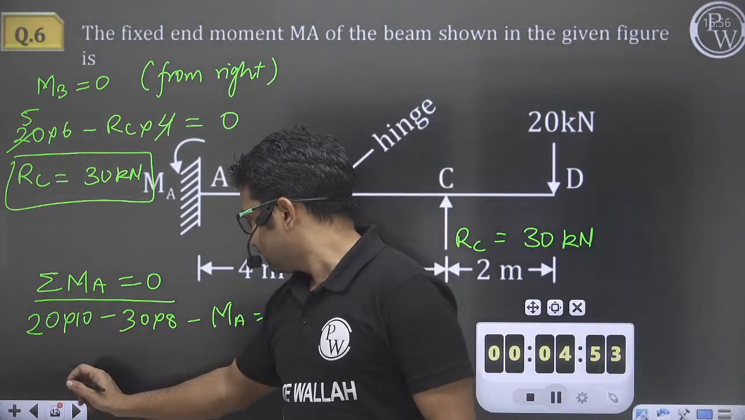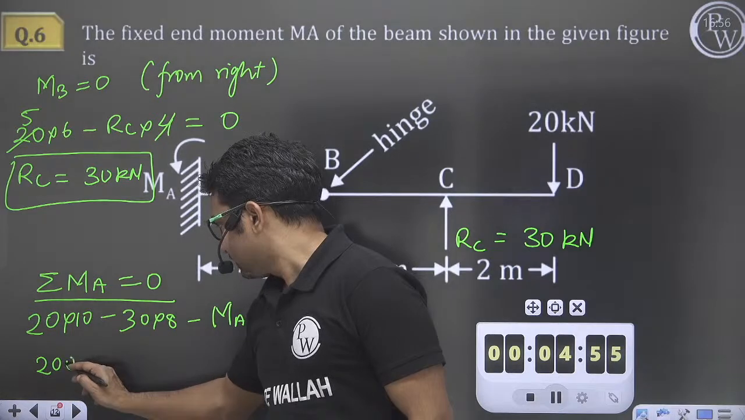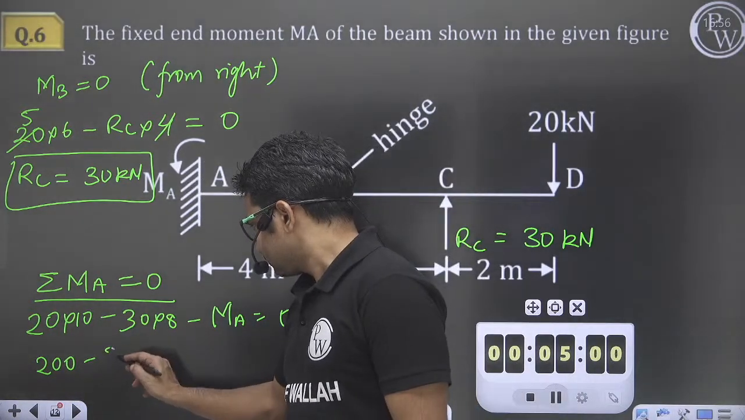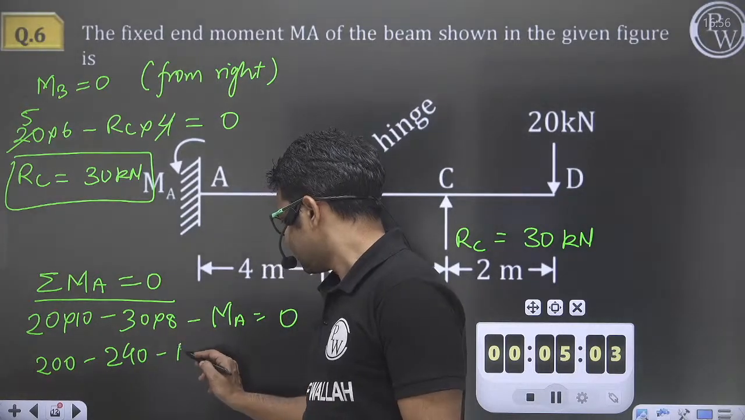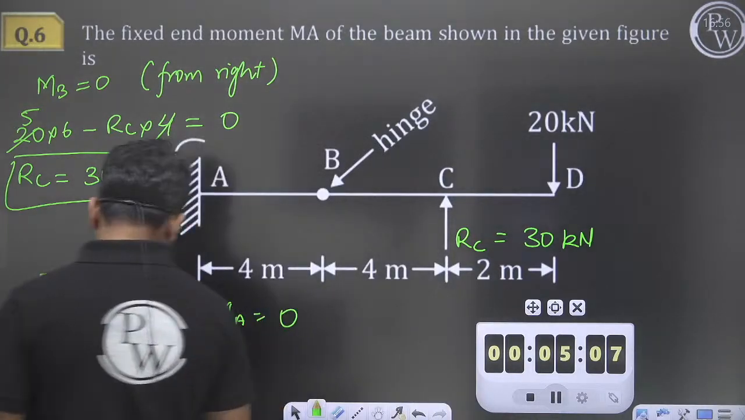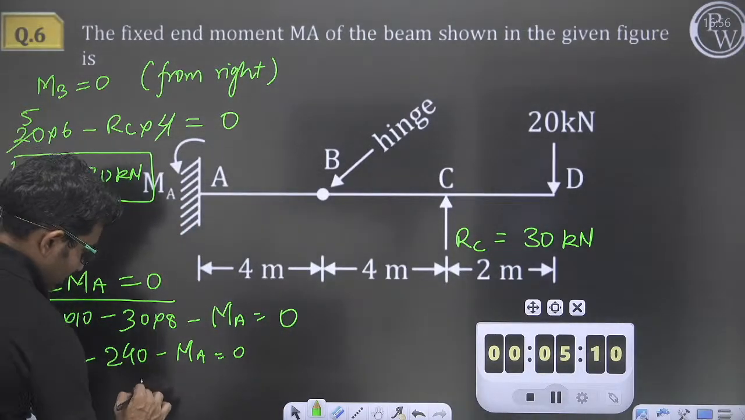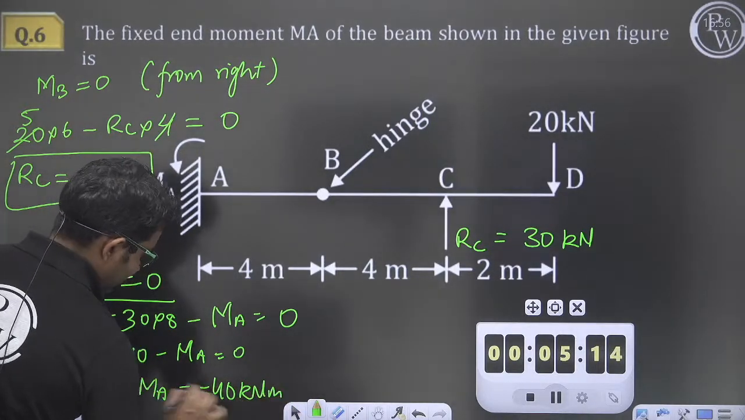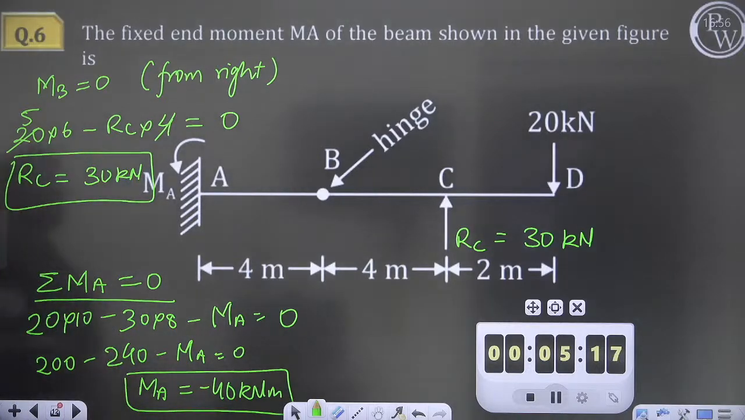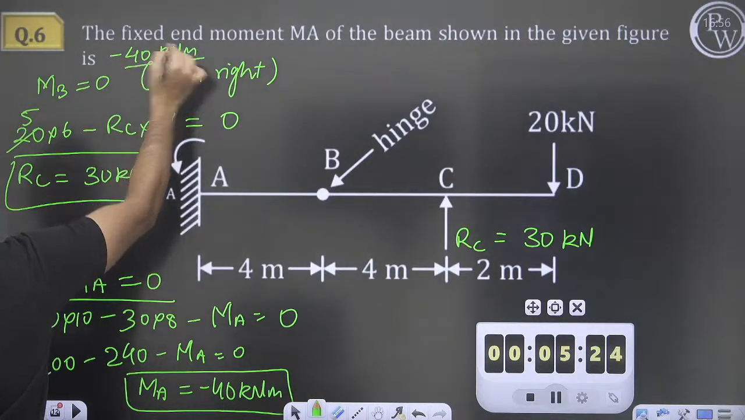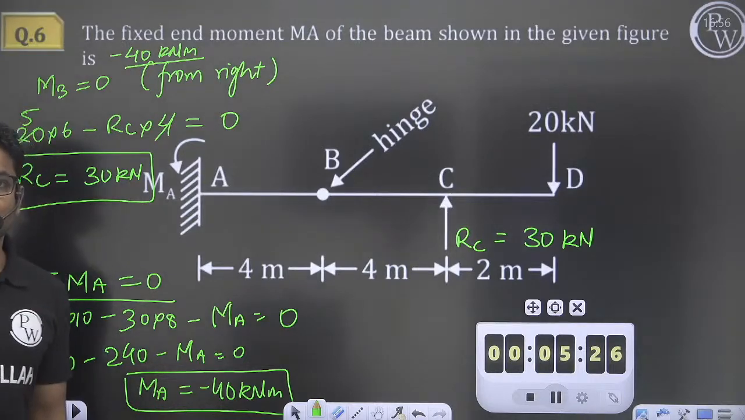So 200 minus 3 8 is 24, 240 minus MA will be equal to 0. So 200 minus 240 minus MA is equal to 0. That means MA is equal to minus 40 kilonewton meter. So the fixed end moment shown in the given figure is minus 40 kilonewton meter. Correct answer will be this. So question 6 is done.